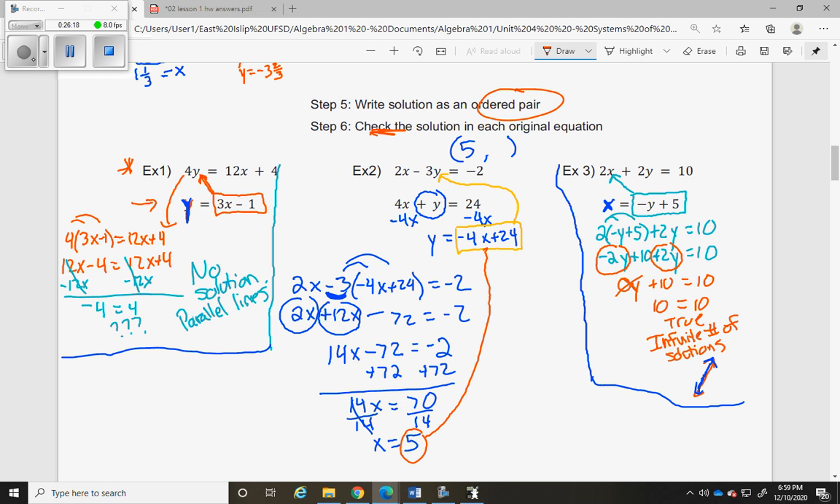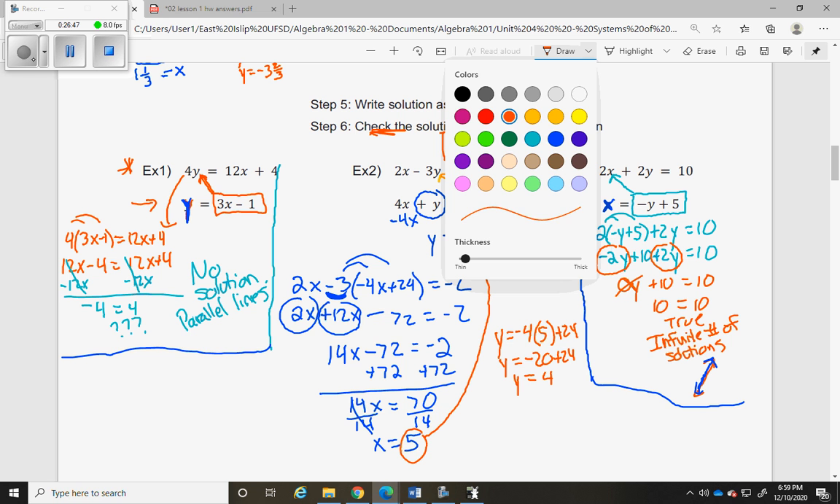I prefer to substitute it into the box. You are allowed to substitute it into any of the other equations up above. So I get y equals -4 times 5 plus 24. So y equals -20 plus 24, which means that y equals 4. My solution, if I did things correctly, is 5, 4.